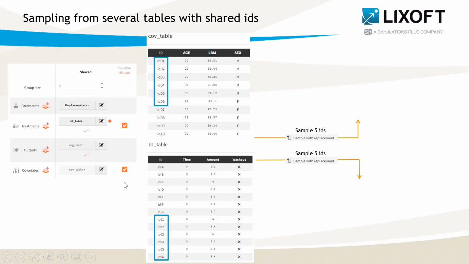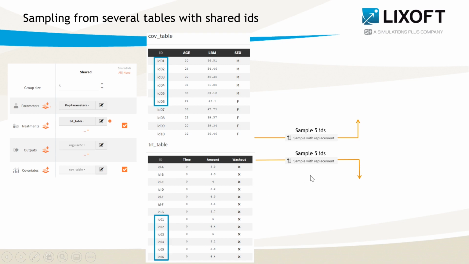When the box's shared IDs are ticked, the sampling is then common for both tables and requires having common ID values. The intersection of IDs in the tables is done, and IDs that are not present in all tables are ignored. In this example, only the rows with ID 1 to ID 6 can be sampled. In case of an empty intersection, the simulation returns an error.